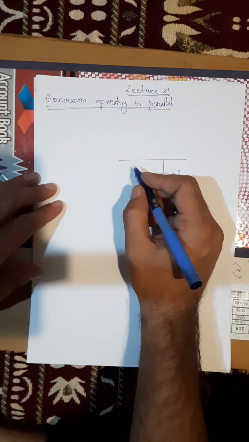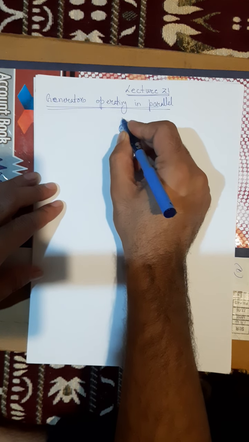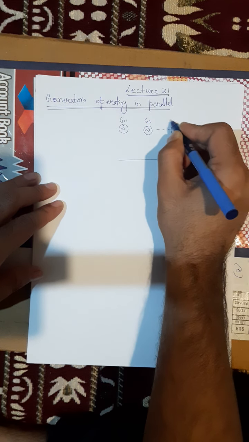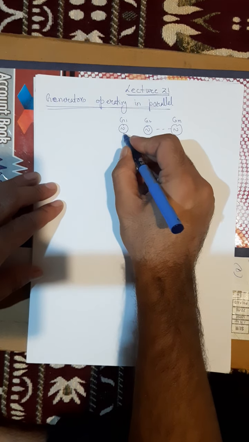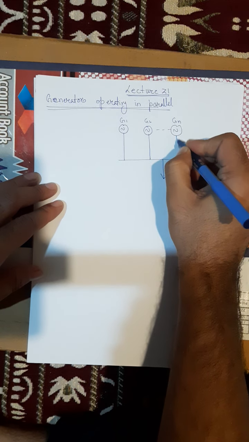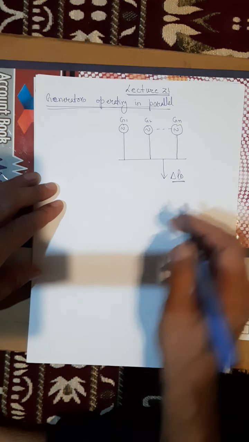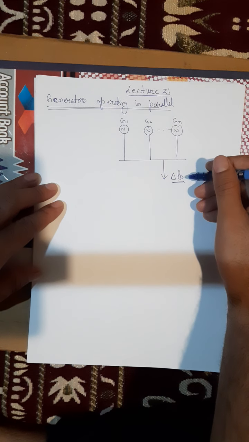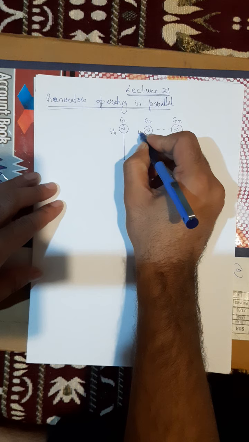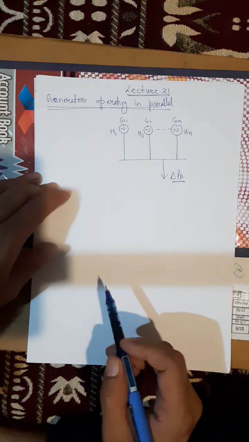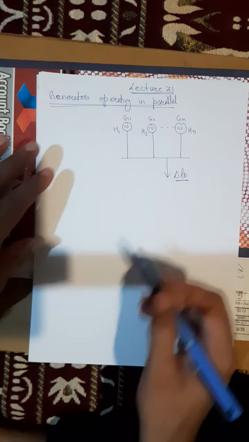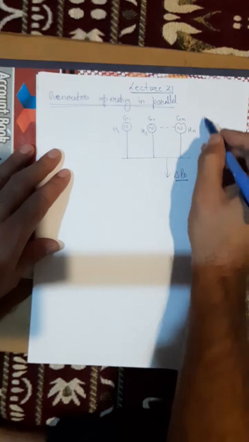But all the generators are connected in parallel. Suppose I have generator G1 here, generator G2, and so on up to Gn. All these generators are connected in parallel and they are supplying a load of delta Pd. They are generating power and that power is being supplied to the load. Let H1, H2 and Hn be the inertia constants of generators 1, 2 up to n respectively. This is my power plant, or a single area power system.